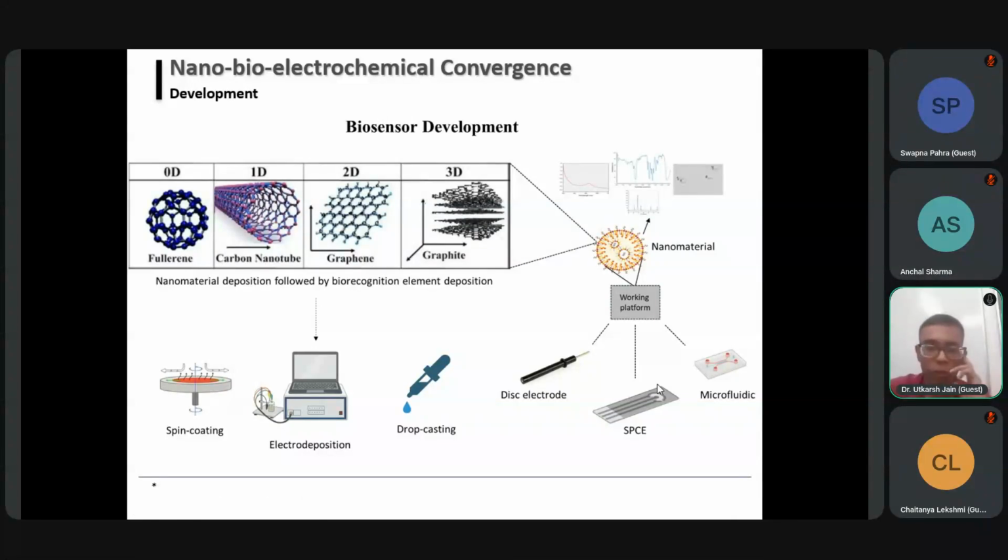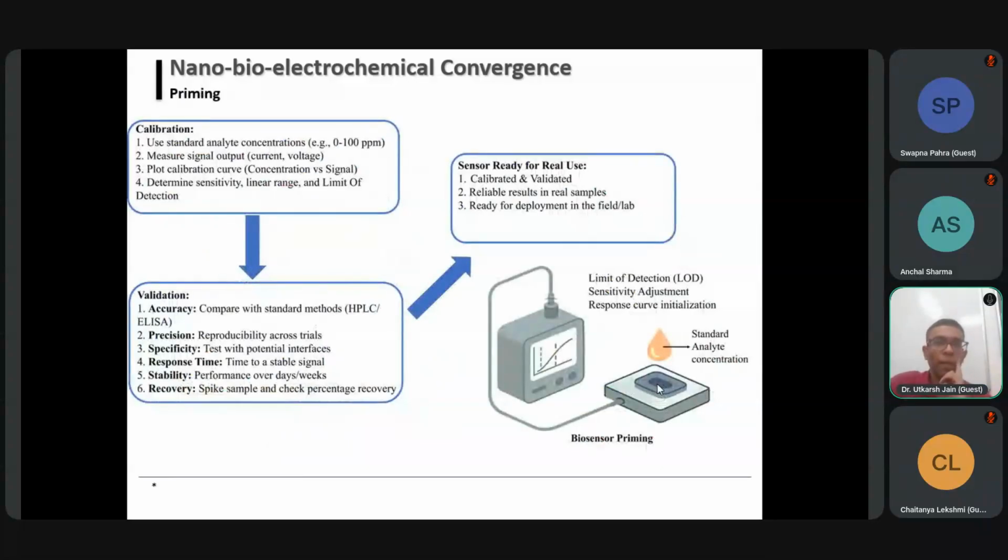Although I would not recommend drop casting because it's not that scientific in terms of whether you really get the proper signal which you should get. So covalent linking is much more effective than drop casting. But for the preliminary study, to check whether you are getting the electrochemical response or not, you can go ahead with drop casting.